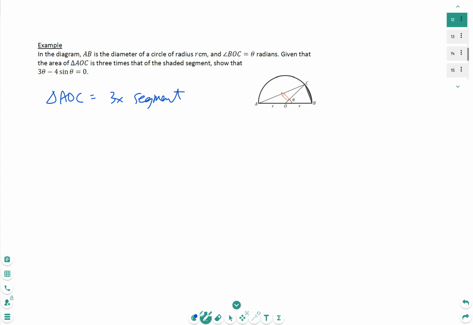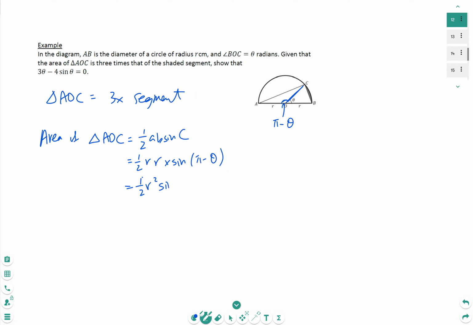it's a triangle. Now what we know is this angle here is 180 degrees, which is pi minus theta. So the area of triangle AOC equals half AB sine C, which is half R. Now the radius, that's also radius. So half R times R times sine C, pi minus theta. Let me rewrite it neater. Half r squared sine pi minus theta.